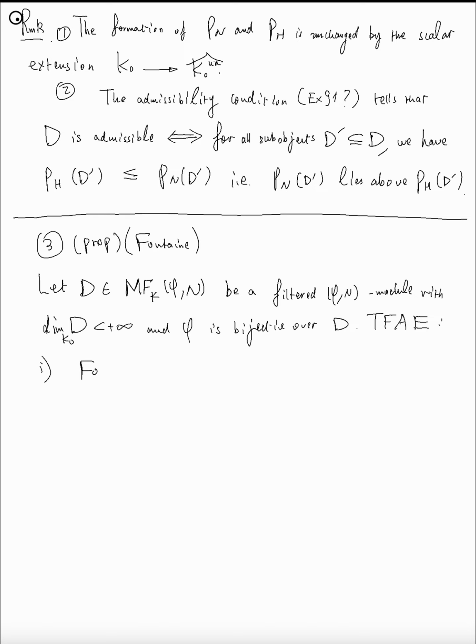The first says for all subobjects D prime contained in D, the Hodge polygon is below the Newton polygon, which is the one we just described.